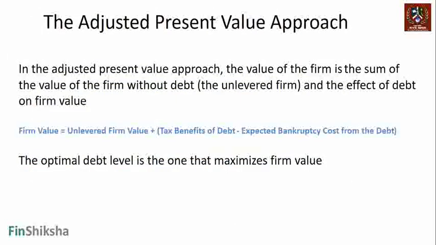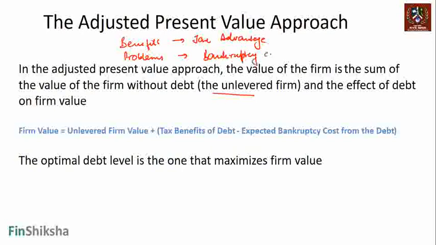Now, in the adjusted present value approach, the value of the firm is nothing but the sum of the value of the firm without debt and the effect of debt on firm value. There are two effects of debt on the firm value. In terms of benefits, the debt gives you a tax advantage, so it gives you a tax benefit. In terms of problems, or the negative effects, there is a bankruptcy cost that comes in.